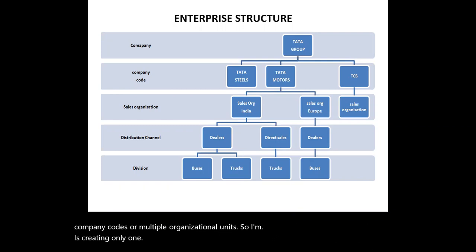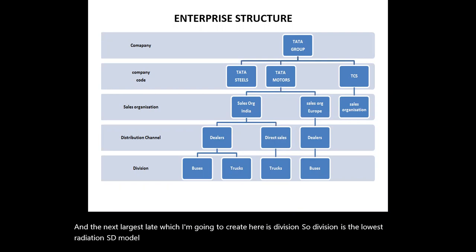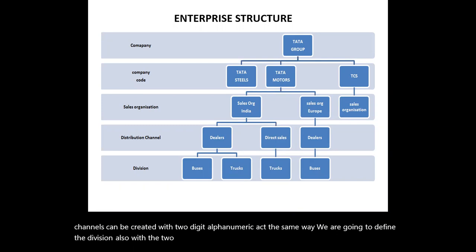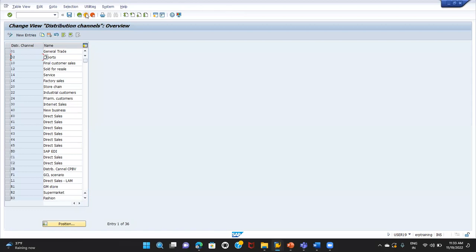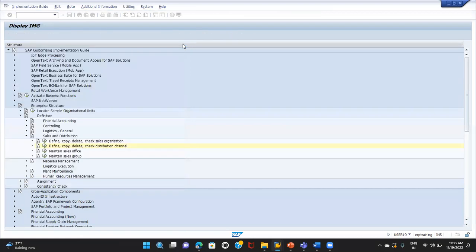The next organizational unit which I'm going to create here is a division. The division is the lowest organizational unit in the SD module, which can be defined with a 2-digit alphanumeric, the same as the distribution channel. The same way, we are going to define the division with a 2-digit alphanumeric. Moving to the application, here is how to create the division, the same way we created the distribution channel.